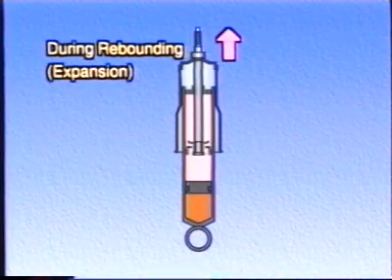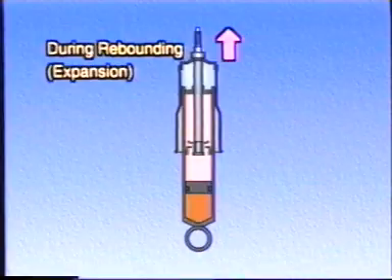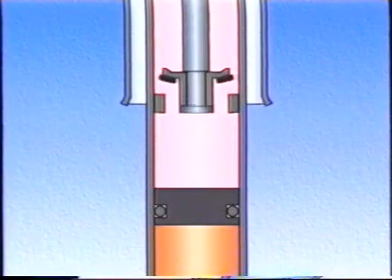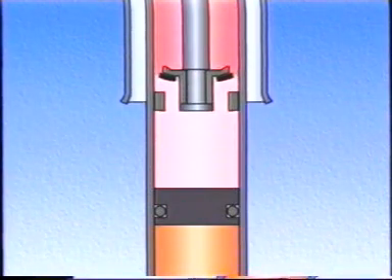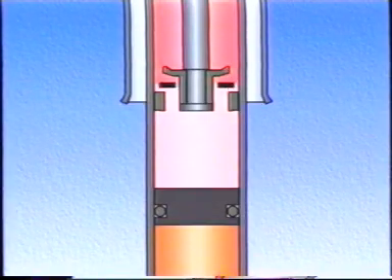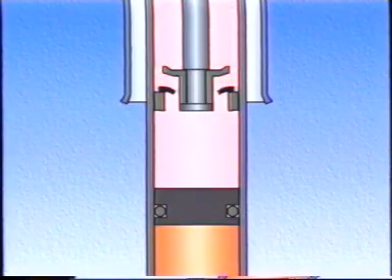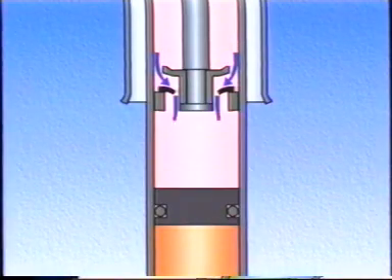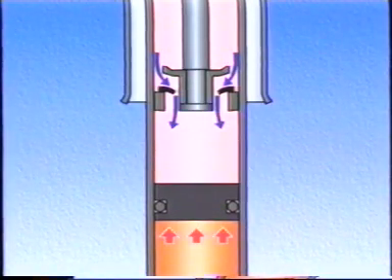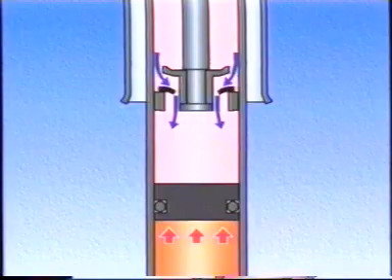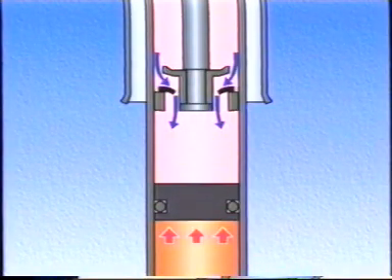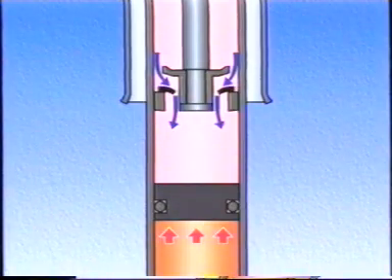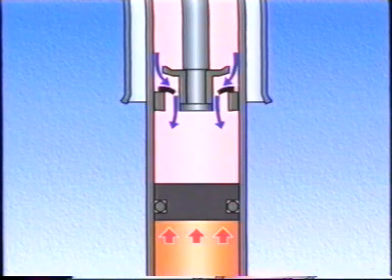When the piston moves upward due to rebounding, the fluid above the piston pushes open the valve and flows into the lower chamber, generating damping force. During the expansion stroke, the gas pressure pushes the free piston upward for a distance equivalent to the volume of fluid displaced by the piston rod as it moves out of the cylinder. In this way, the free piston applies pressure to the fluid.